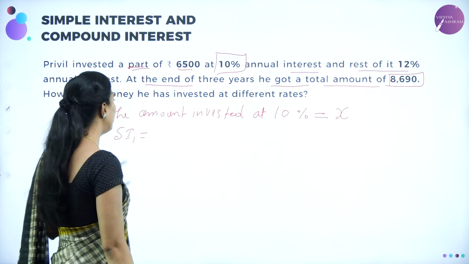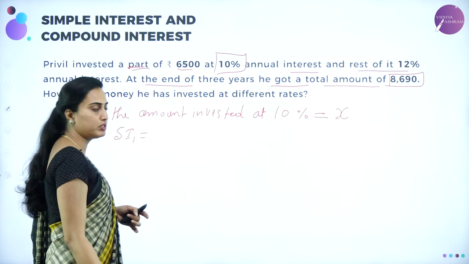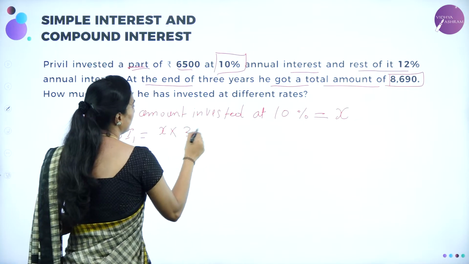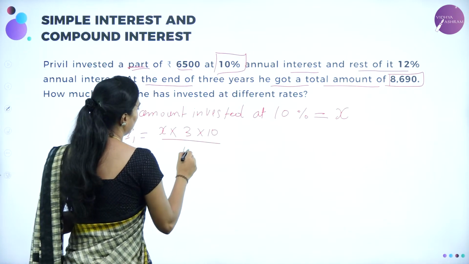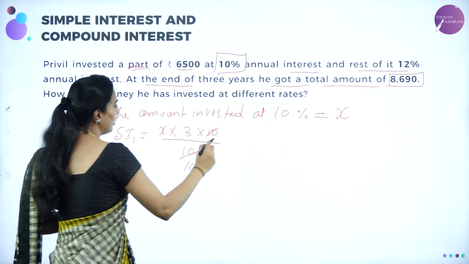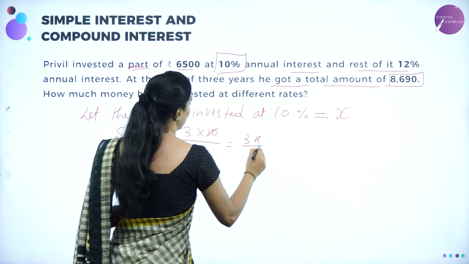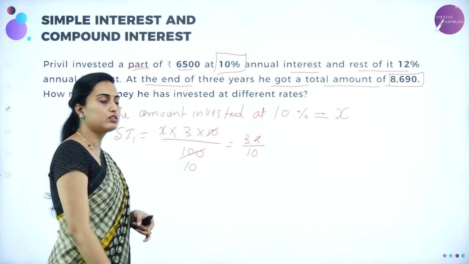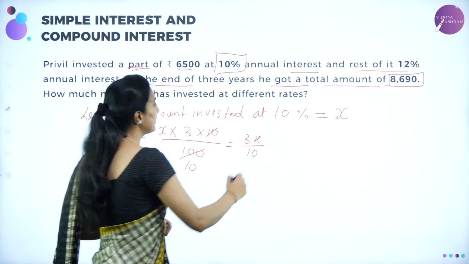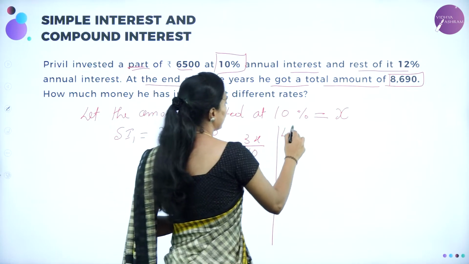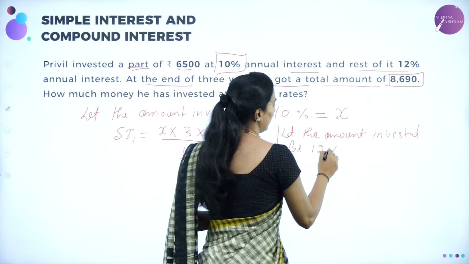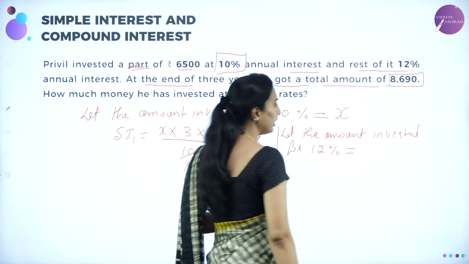Now we have the total amount invested, which we don't know, that means principal amount X into 3 into 10% divided by 100. So you are going to have the answer 3x divided by 10, isn't it? Next, let the amount invested for 12% be what it will be?